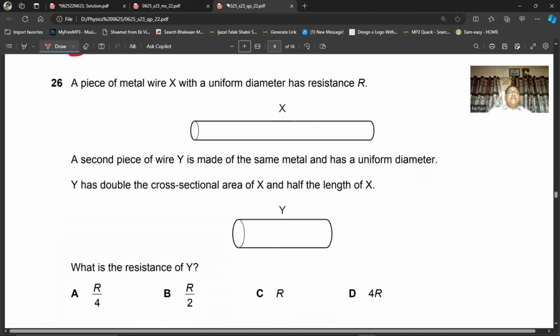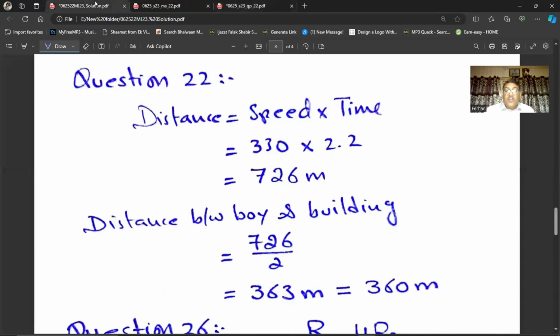Question number 26. A piece of metal wire X with a uniform diameter has resistance R. A second piece of wire Y is made of the same metal and has a uniform diameter. Y has double the cross-sectional area of X and half the length of X. What is the resistance of Y? So its cross-sectional area is double and its length is half the length of X. What will be its resistance?